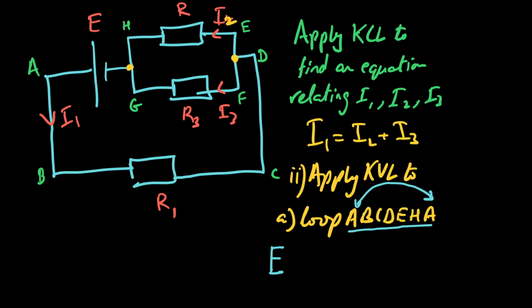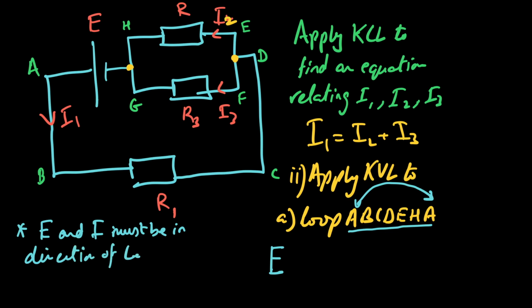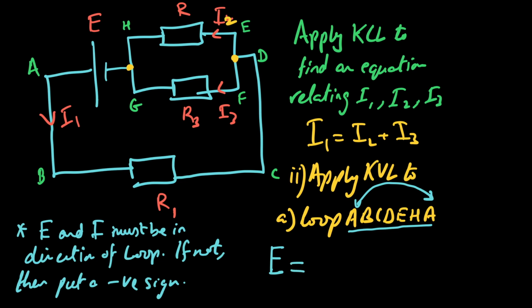सही है. So the point that I'm making over here is, please note this down, that the EMF and the current must be in the direction of the loop. If not, then put a negative sign with them. अगर ना हो तो negative sign डाल दें. ठीक है. So अभी तो it's in the direction, so there's no need of the negative sign. At least the EMF is. Now, EMFs का sum must be equal to the sum of potential differences in that loop.